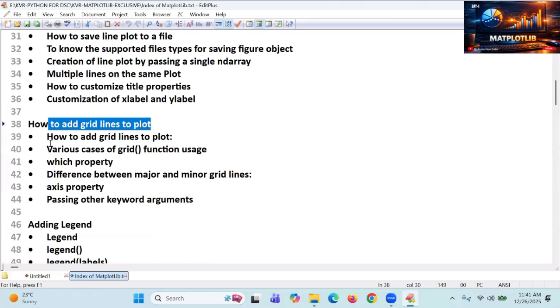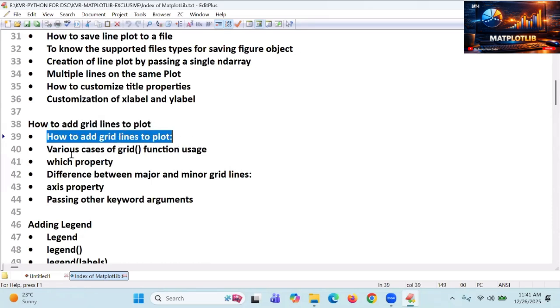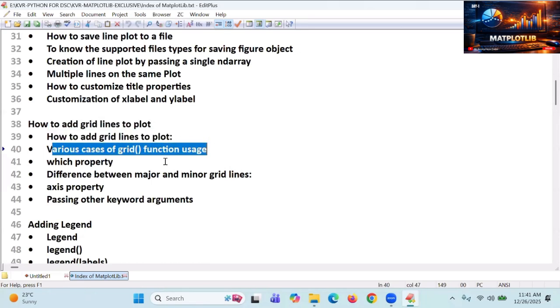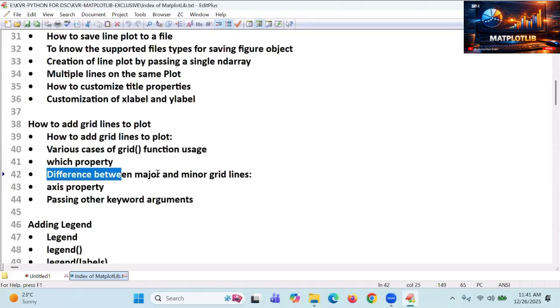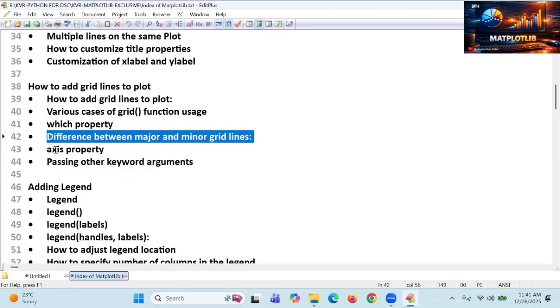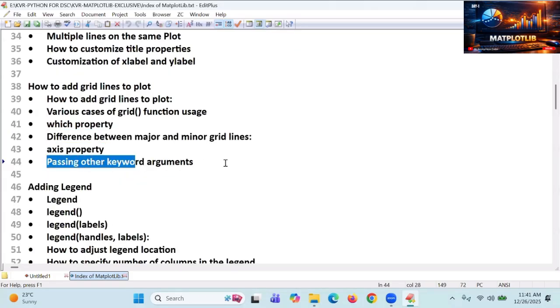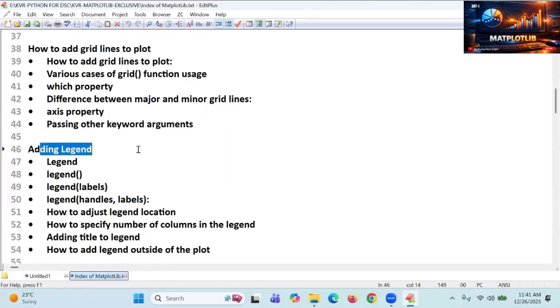Grids: how to add grid lines to the plot, various cases of the grid function, which property is used for that, and the difference between major and minor grid lines. Then the axis property, passing other keyword arguments to that axis property, and the legend property.